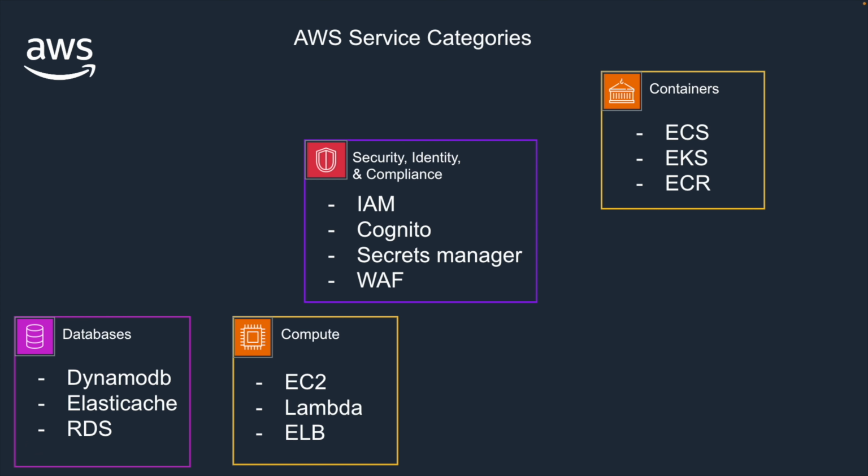ECS, Elastic Container Service, an Amazon container orchestrator. If you have several simple Docker applications, you can use this. EKS, Elastic Kubernetes Service, a Kubernetes environment, a more complex solution for container orchestration. ECR, this is a repository for Docker images which can be run on any container environments such as ECS, EKS or others.